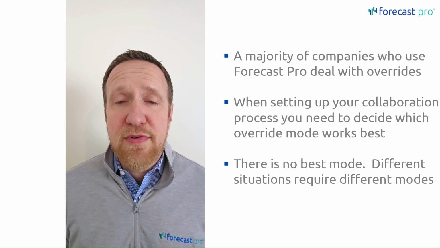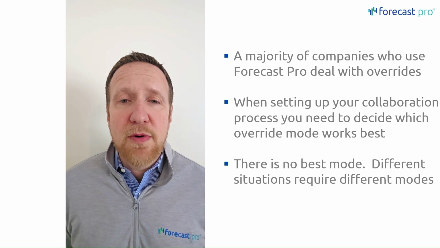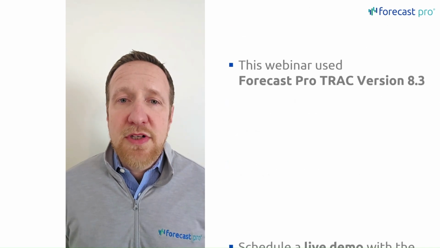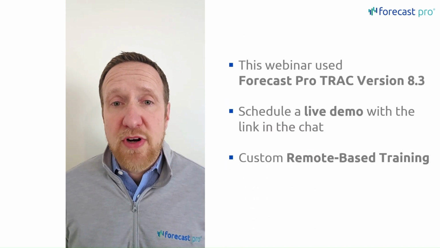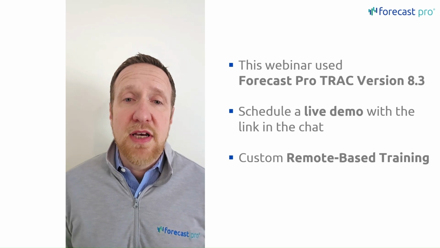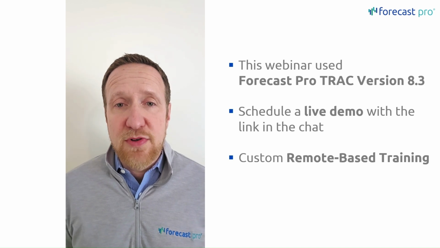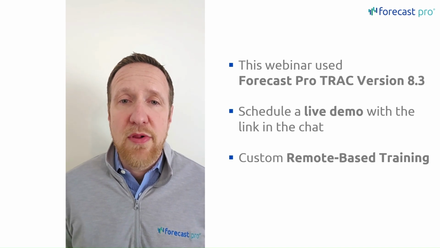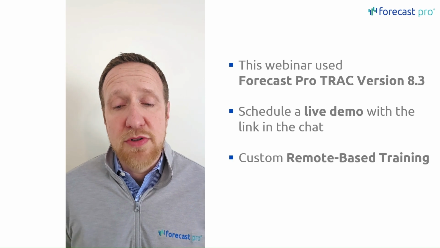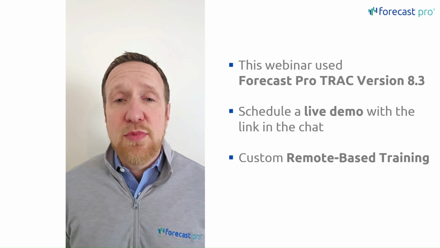And the reason we have all three of these modes is because there is no best mode. You need to choose what you think will work best for your company. Now, one thing to note is that we used Forecast Pro Track version 8.3. This is where the standard mode has been introduced, and any of you who are up to date with your software support will be entitled to this version of the software, so you'll have access to all three of the override modes.